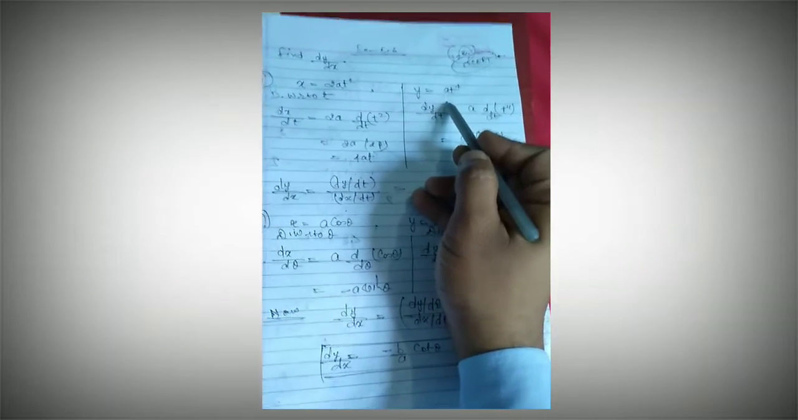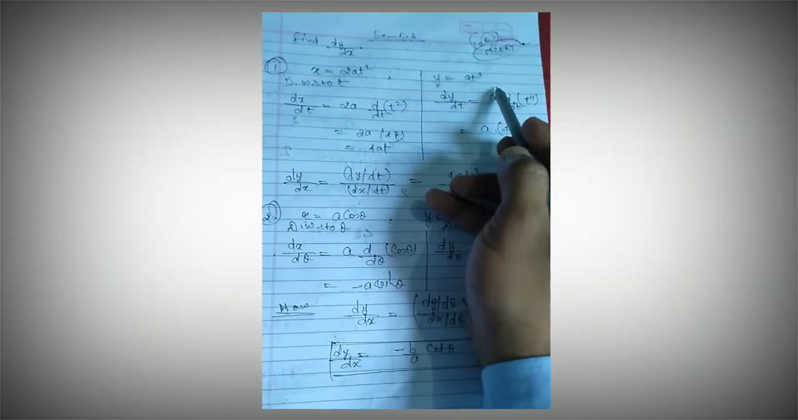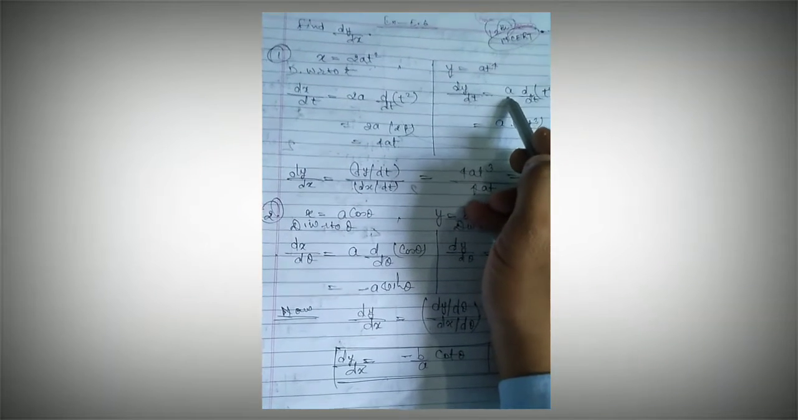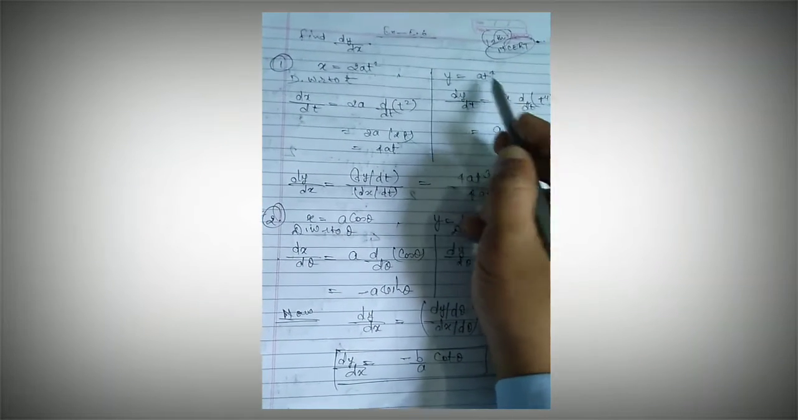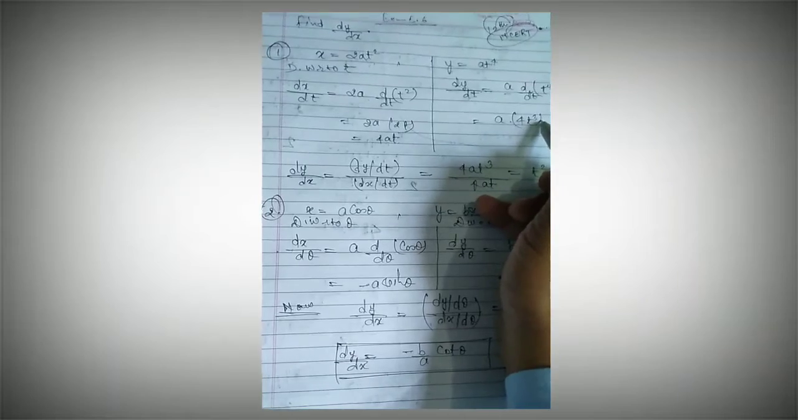Here also we will differentiate with respect to t as we have written here. There is no need to write it again. Now we will write d by dt of y. Here a is a constant, so we wrote it first. d by dt of t to power 4. What is the differentiation of t to power 4? That will be 4 t cube, a as it is. So that will be 4at cube.